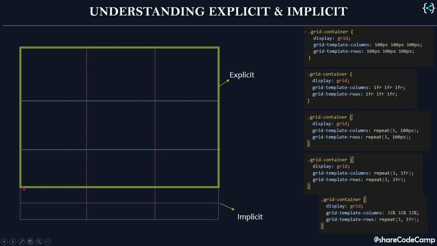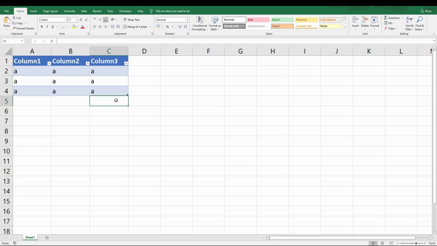Again, always have the mindset: where is my explicit? Where is my implicit? Also, we can change this default behavior. Instead of rows, we can tell the grid, hey, don't use rows, but instead create columns for me. So when we need more data, it will create more columns, not rows. If we want, we can change this behavior.